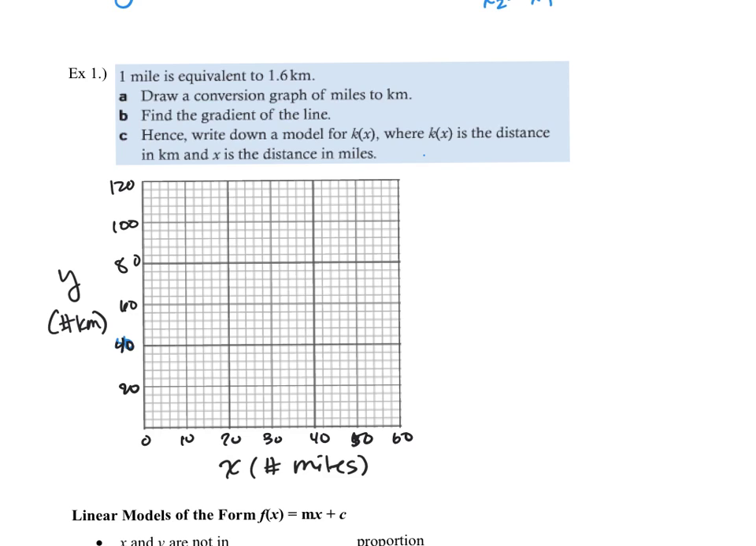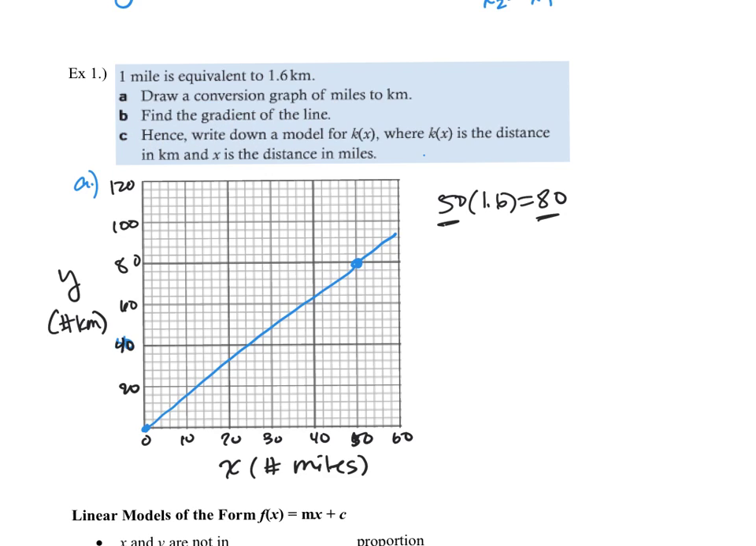Okay, so I'm going to pick a pretty point. If I take 50 and multiply it by 1.6, I get 80. I call that a pretty point because 50, 80 are easy coordinates to graph. So let's plot that point, 50, 80, and then use the origin, and then use a straight edge to draw a straight line. And we have completed part A, which says draw a conversion graph that shows the conversion from miles to kilometers.